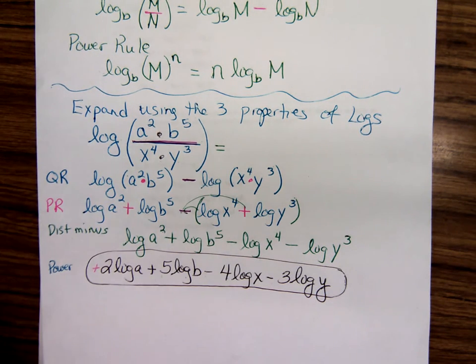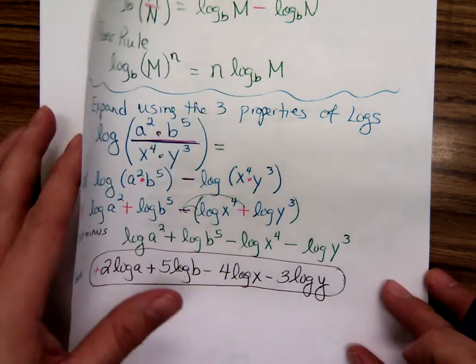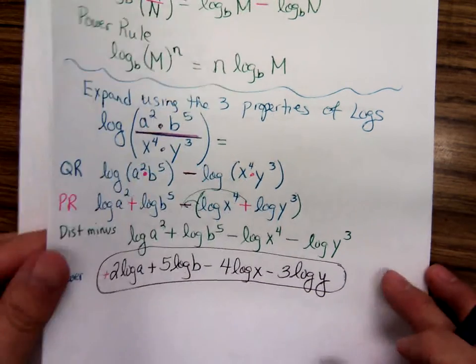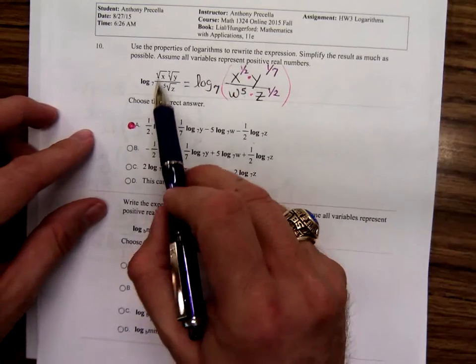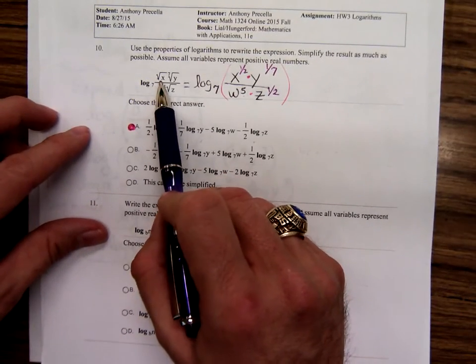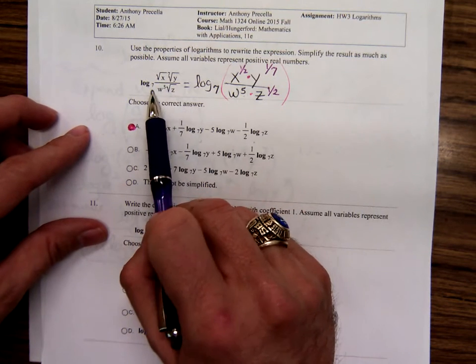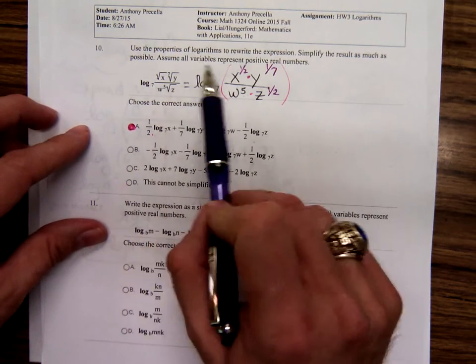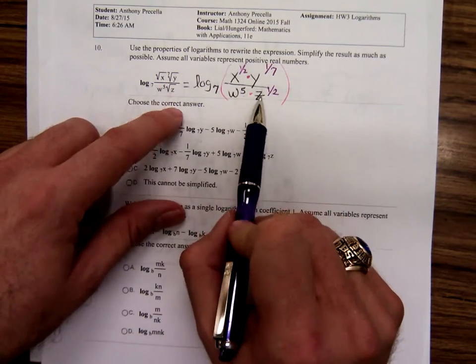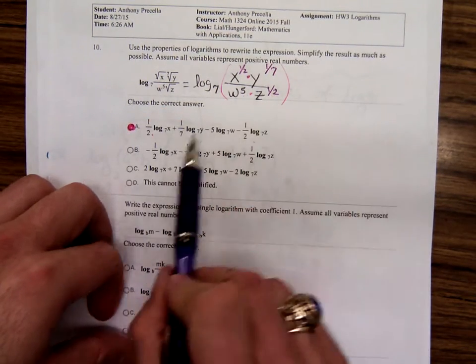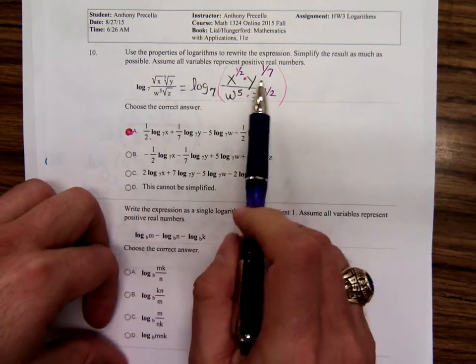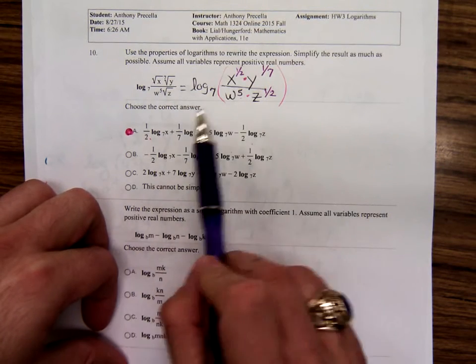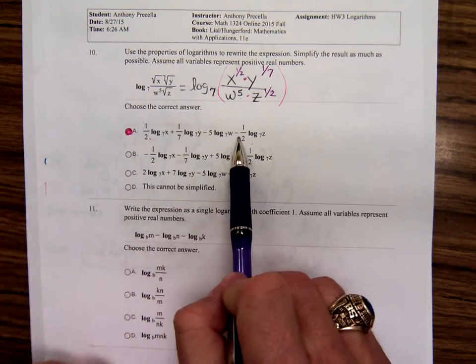We also reviewed some properties of exponents, and we had done this problem right here: log base 7 of the square root of x, the 7th root of y, over w to the 5th times the square root of z. You've got to rewrite those radicals as fractional exponents, and then expand. Exponent goes in front of the letter L. The stuff on top has pluses in front. Stuff on the bottom has minuses.